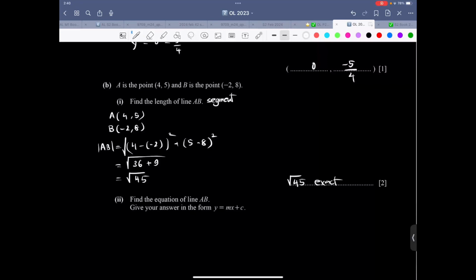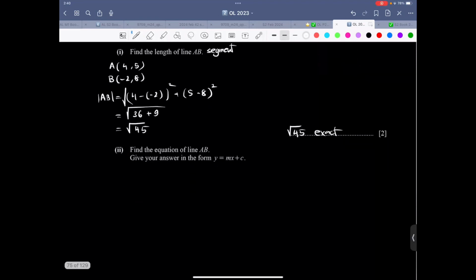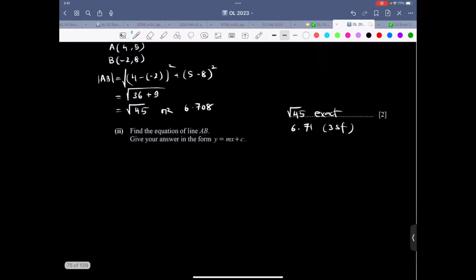But if you want to write in the decimal form, that's also good. So therefore, this is 6.708. So we can write 6.71 correct to 3 significant figures. So I've written both the answers. It's not contradictory to write in the exact form as well as the decimal form.